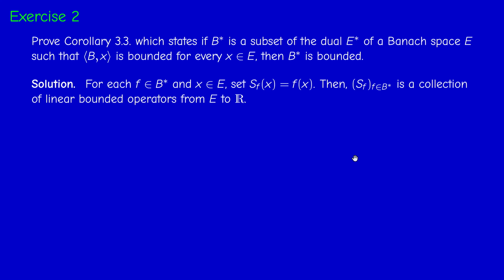Okay, so here for every f in B star and for every x in E, we set capital S of f of x to be just f of x. So it's the same formula actually, but here I interchange the roles of f and x. It's not the same operator because this is an operator from E to R. So for each f we get a map from E to R. So here again, S sub f is just f, right? But I use this notation just to apply more easily the Banach-Steinhaus theorem.